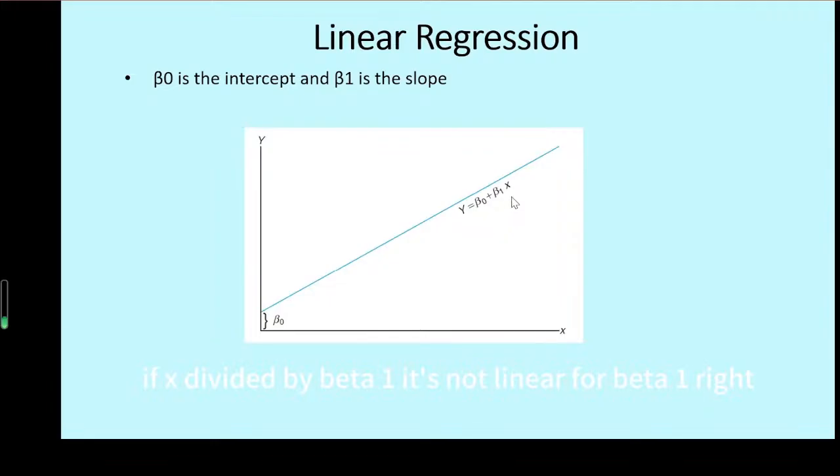If x is divided by beta 1, it's not linear for beta 1, right? So x multiplied with beta 1, this is linear for the parameter. So for simple linear regression, we can show the dependent variable and independent variable in a straight line in this figure. And beta 0 is the intercept, and beta 1 determines the line's position or the angle of this line. It's a coefficient.